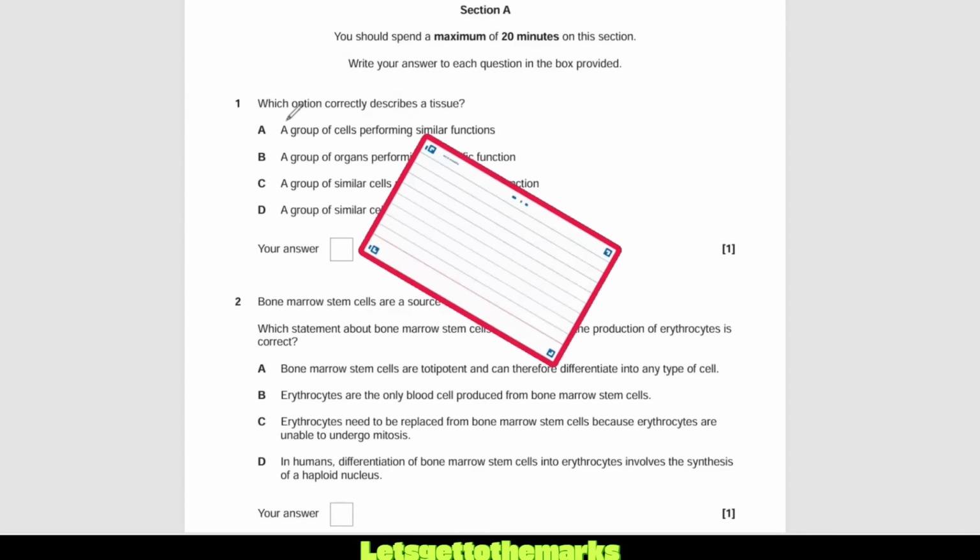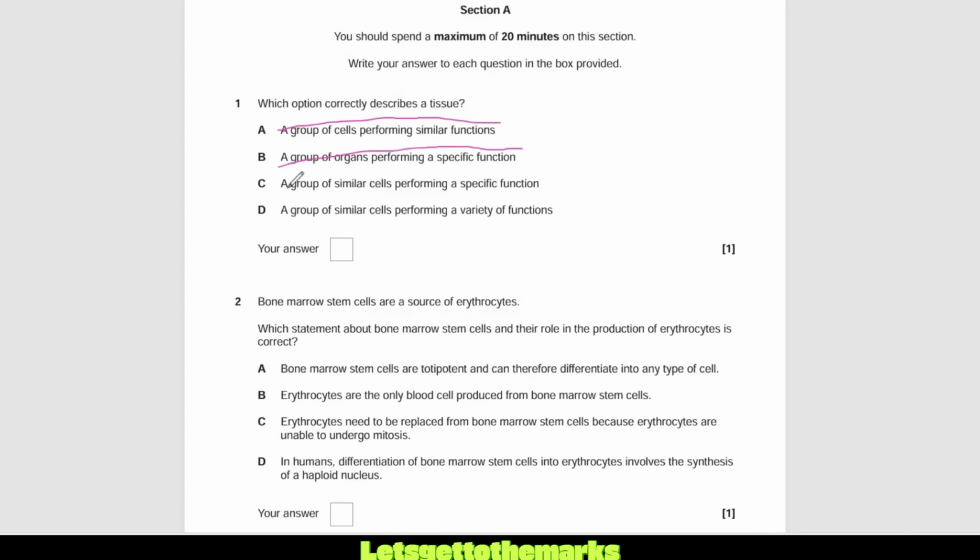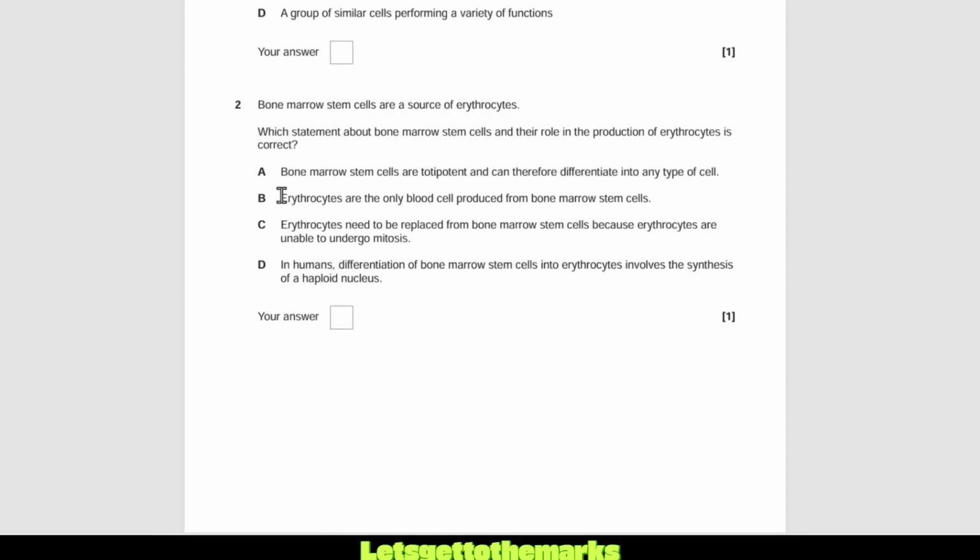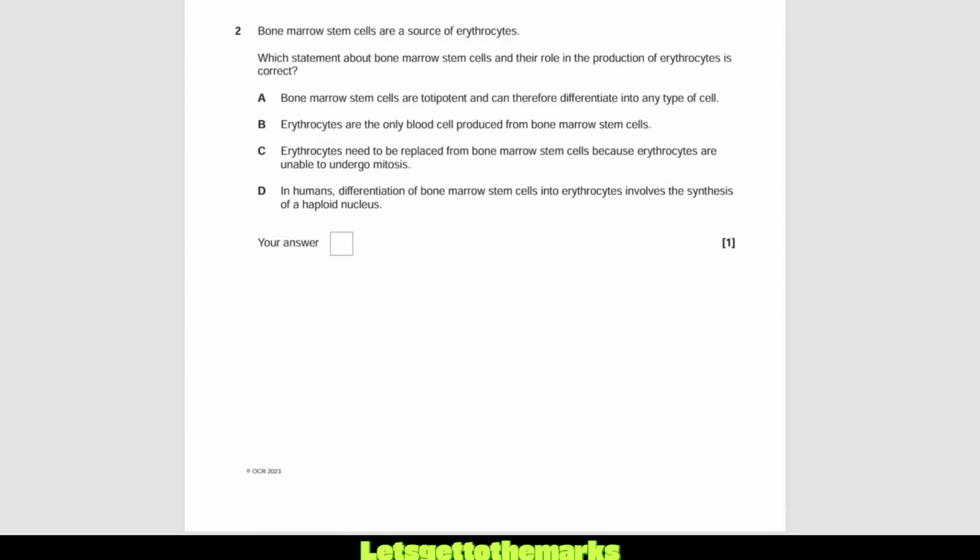So it's a group of similar cells. So we're looking at C and D, because it's definitely a group of similar cells, and it's not a group of organs. Tissues make up organs. So a group of similar cells performing a specific function. So for instance, muscle tissue contracts. That would be the example that I would keep in my head so that you can test yourself and work out what a tissue is. Muscle tissue contracts, elastic tissue recoils, etc.